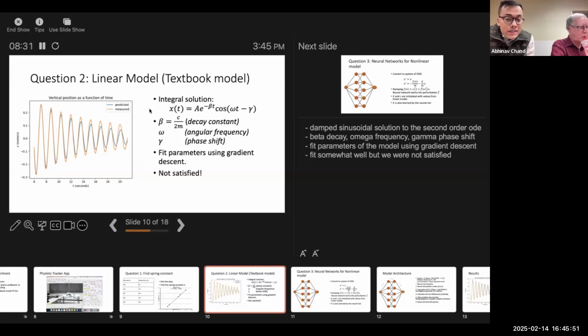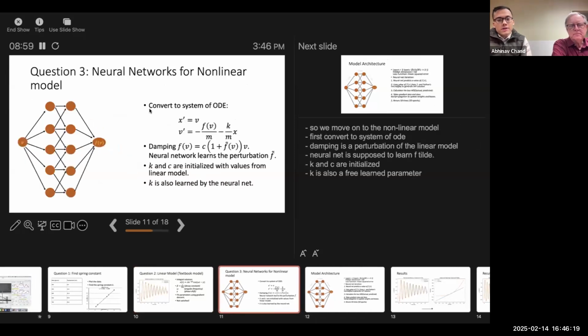So we used gradient descent to fit the parameters for the data that we have. On the figure on the left, you can see that in the orange, that's the measured data that we collected. And in the blue, that's the solution that's predicted from this linear model. But we are not satisfied with this picture. That's why we went with neural nets. So let me explain the neural network part.